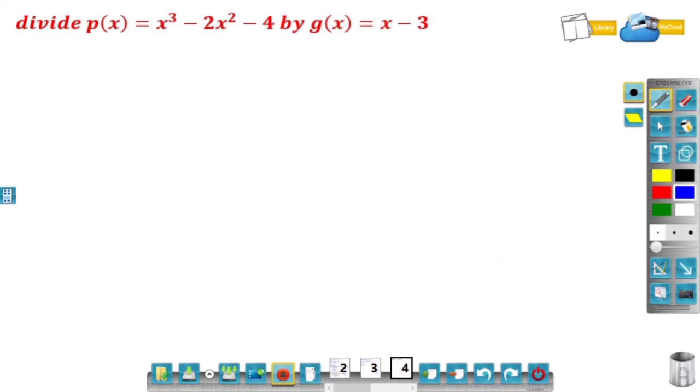Now divide p of x is equal to x cube minus 2x square minus 4 by g of x is equal to x minus 3. Write p of x is equal to x cube minus 2x square minus 4. G of x is equal to x minus 3.